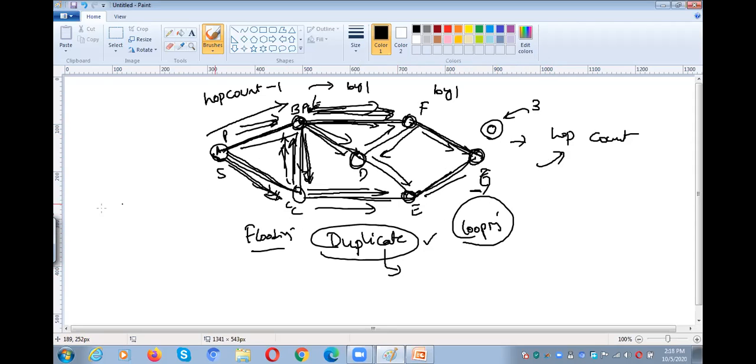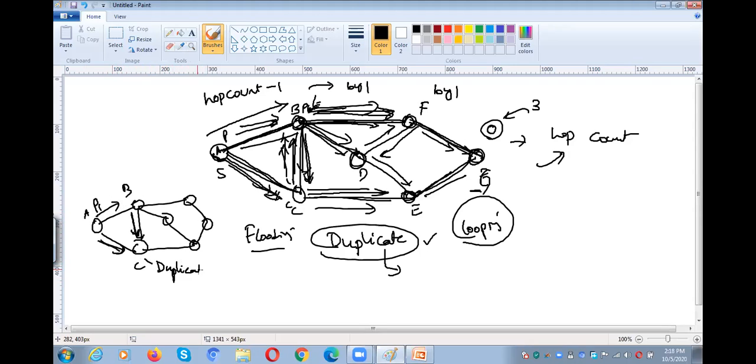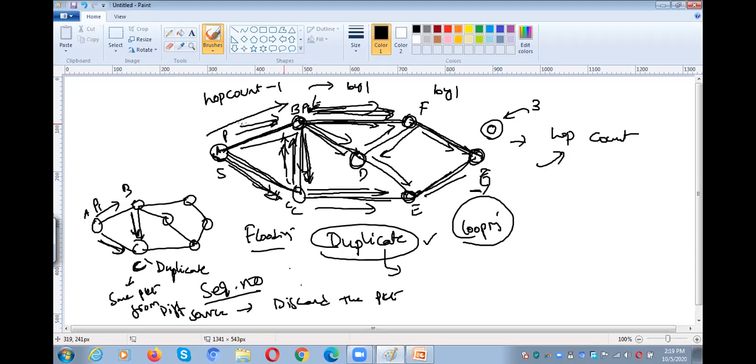How can we avoid the duplicates? For example, this is our network. Whenever a packet is transferred from A to B and C, again B will forward the same packet to C. A already forwarded the packet P1 to B, and B is also forwarding the same packet to C. So there is a duplicate packet at C. In order to avoid that problem, we can use a sequence number concept. Whenever node C gets the same packet from a different source, it will discard the packet, because it considers it a duplicate one.